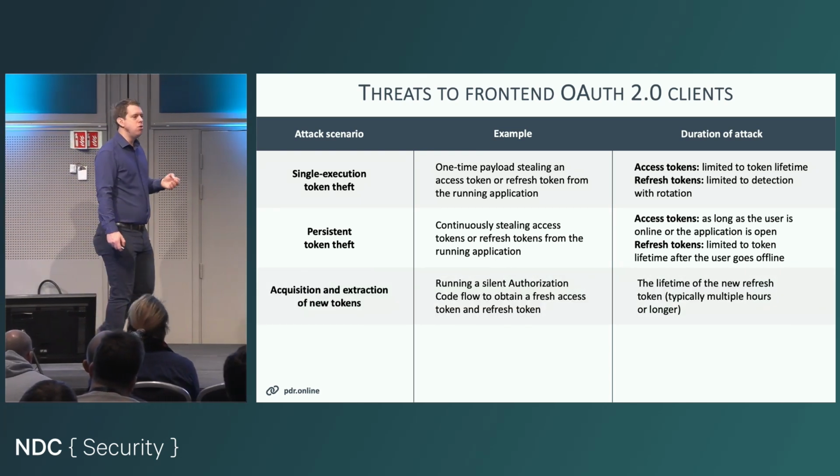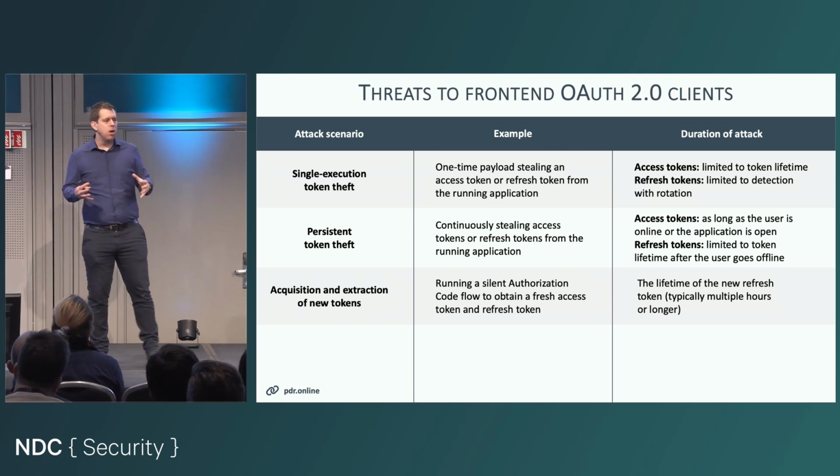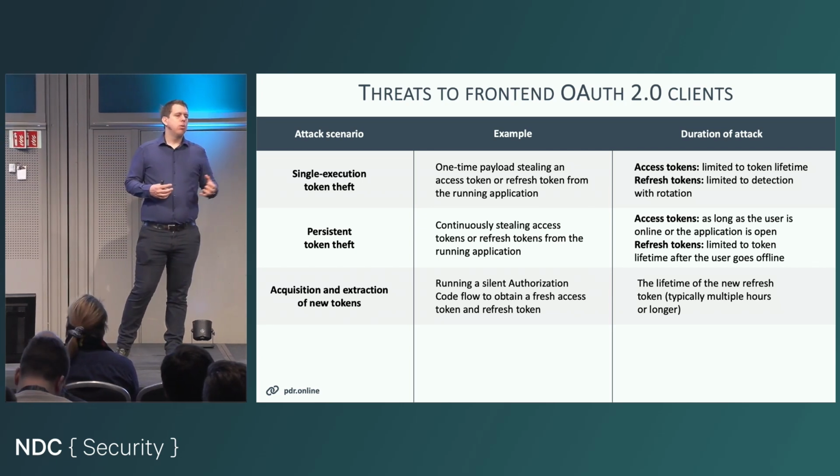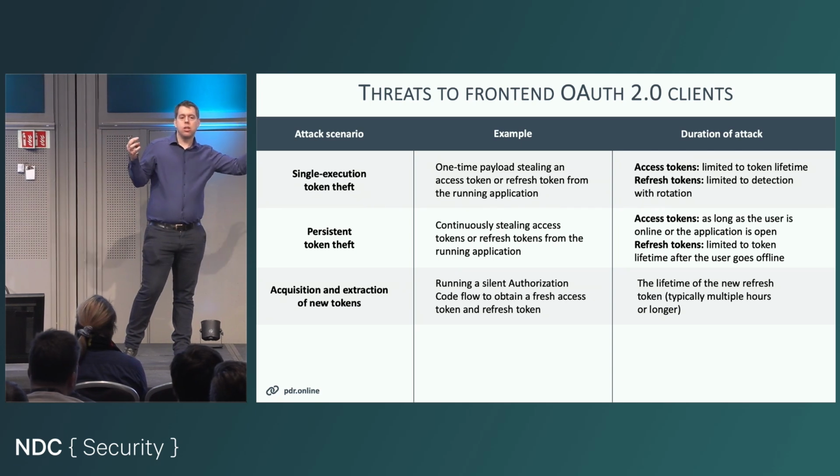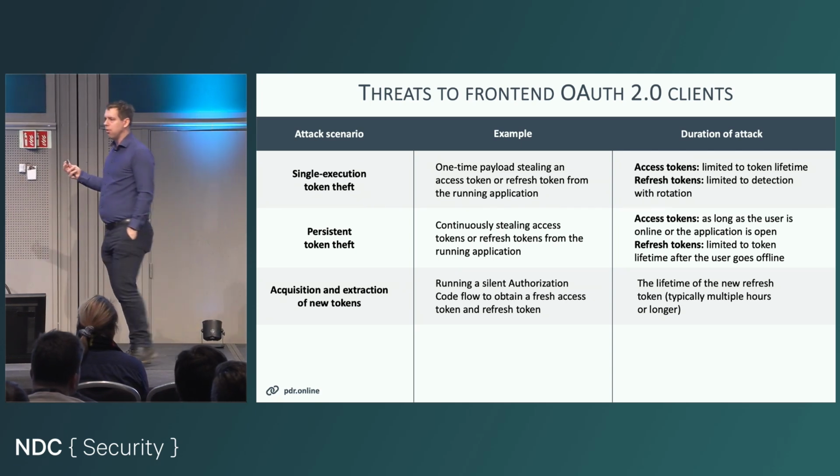Third attack vector, acquisition and extraction of new tokens. That's basically running the new flow and obtaining those tokens and using them, because that basically circumvents a lot of the security measures that are in place or are recommended for front-end clients.